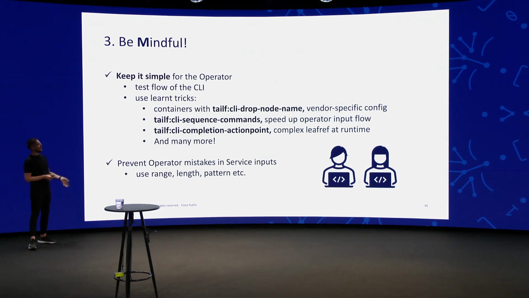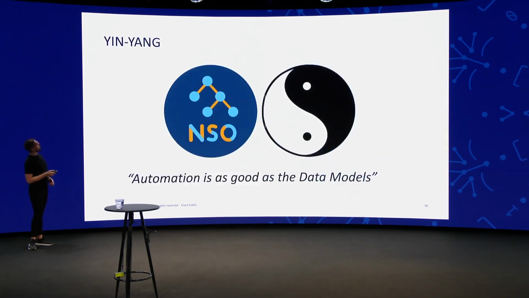Use all of those learned tricks. Obviously, we had just 1 hour for that, so not enough to learn all of the tricks, but you can learn that later on. Containers with the CLI drop-name for the vendor-specific config or any kind of the conditionals hidden in the container. Sequence comments to speed up the flow of the operator. CLI completion action point for this complex leafref at the runtime. Again, preventing the mistakes in the service inputs to not pass any kind of the unwanted inputs.